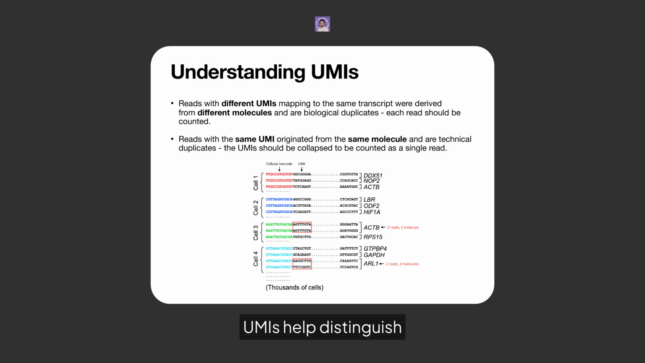UMIs help distinguish technical duplicates from true biological molecules. Reads with different UMIs for the same transcript represent distinct molecules and should all be counted. Reads sharing the same UMI and mapping position are PCR duplicates and should be collapsed into a single count.